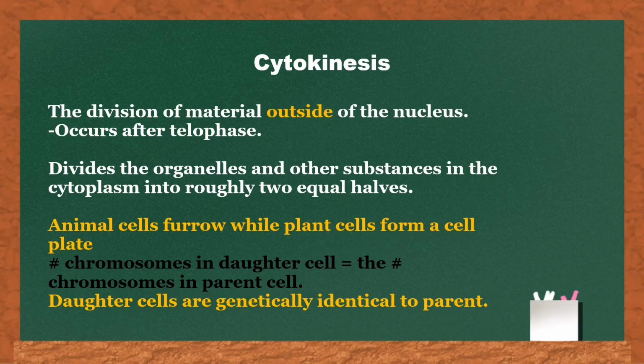There are differences in animal and plant cells, where in animal cells it forms a furrow, while in plant cells it forms a cell plate. The number of chromosomes in the daughter cell is the same as the number of chromosomes in the parent cell. Daughter cells are genetically identical to the parent.